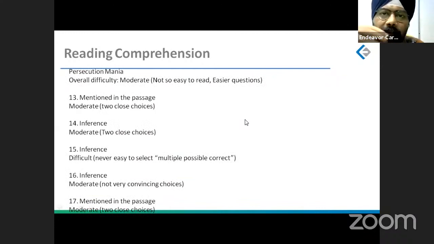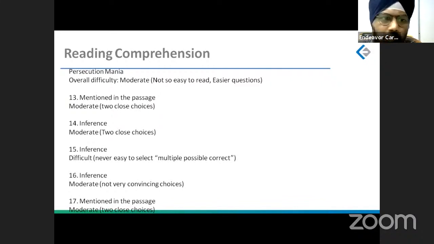Second passage. Persecution mania. Not so easy to read, undoubtedly. Questions were sort of easy, but then when the passage is not so easy and the questions are easy and it is right in the middle of your verbal reasoning section, it deserves to be called a moderate level passage. In fact, I can understand if some of you actually found it moderate to difficult level. It's not a difficult level passage, but definitely moderate difficult level passage.